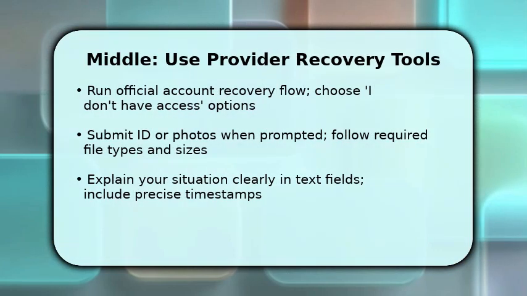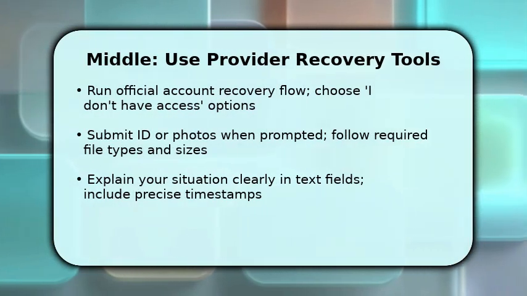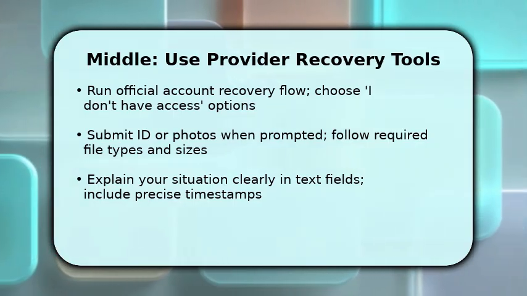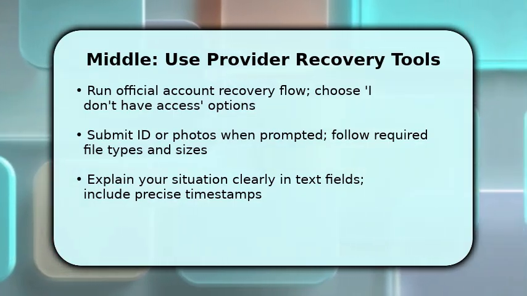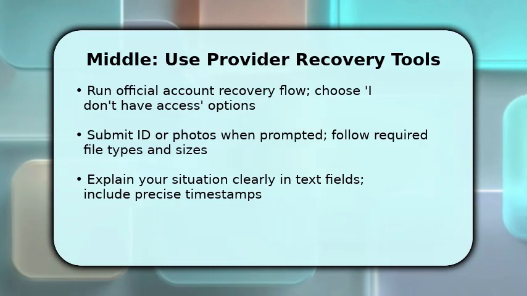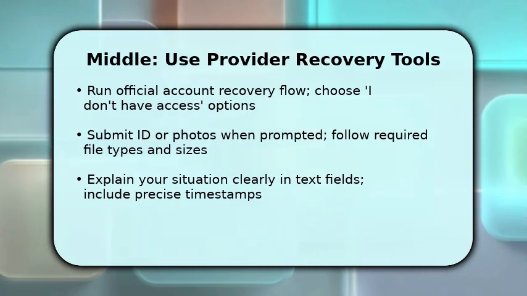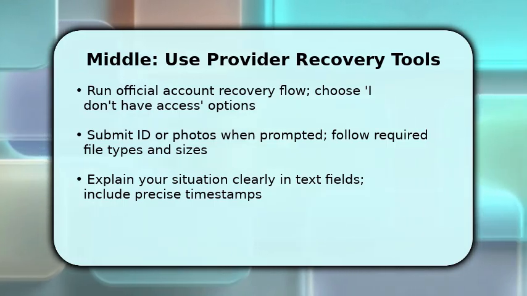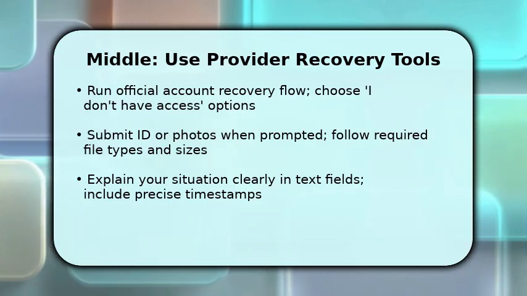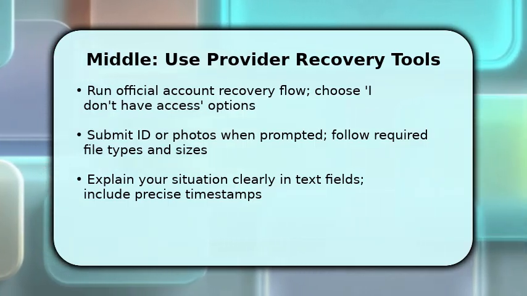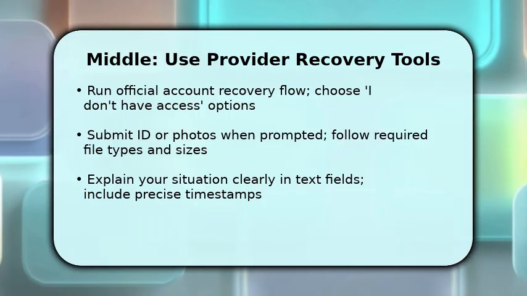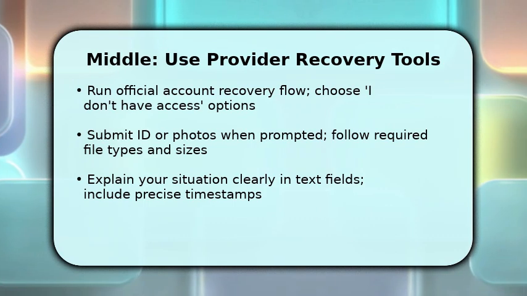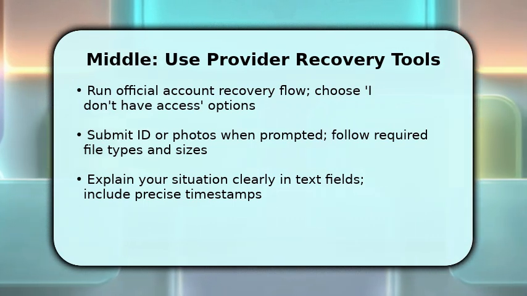You now work through the provider's recovery flow and select "I don't have access to email or phone" where available. Follow prompts exactly. Upload government ID, submit account screenshots, or attach billing receipts in required formats. Providers reject wrong file types. When a free text explanation appears, describe recent activity with timestamps and device names so reviewers can match logs. Make sure to include unique payment or subscription details if applicable. These are high-value proofs that human reviewers rely on.